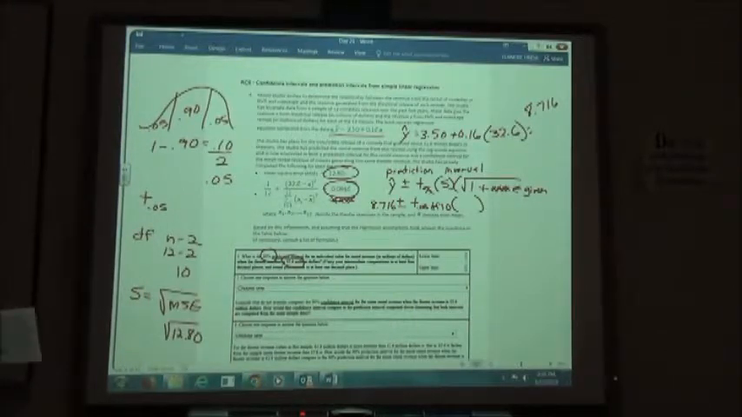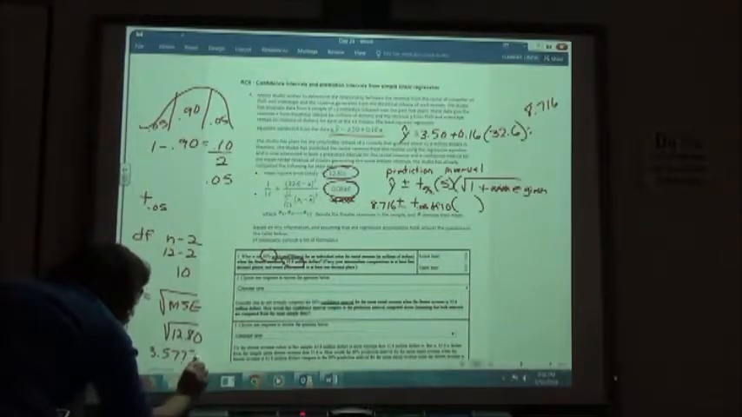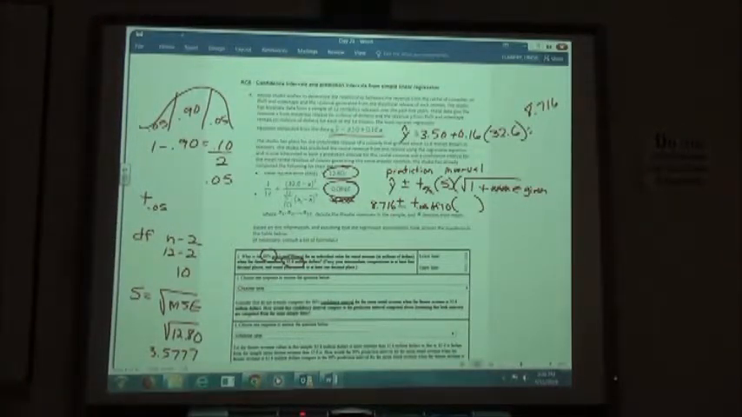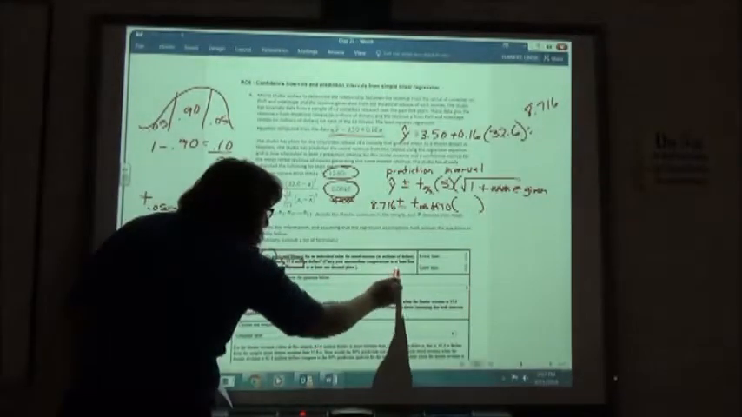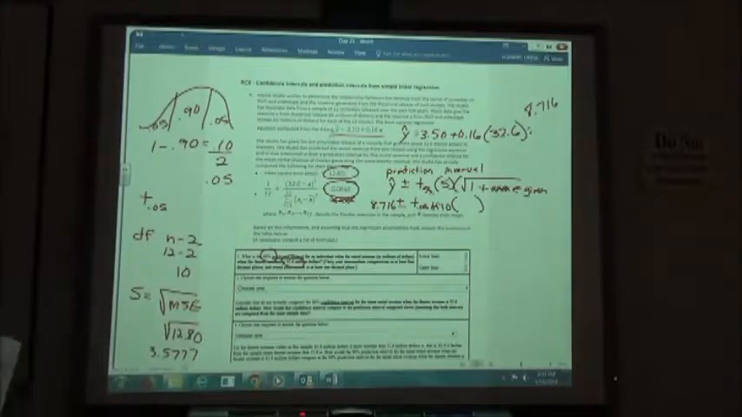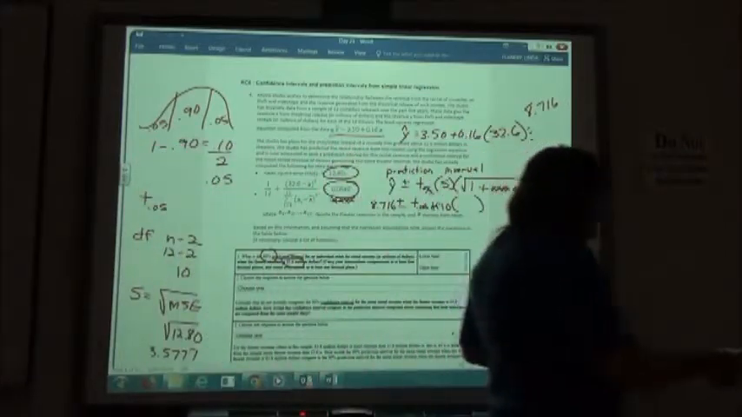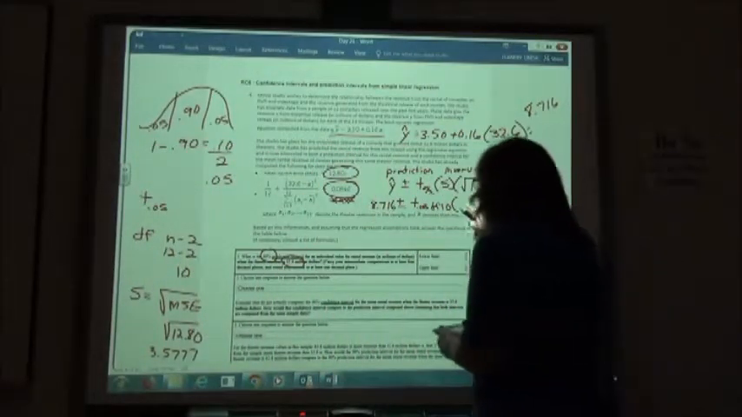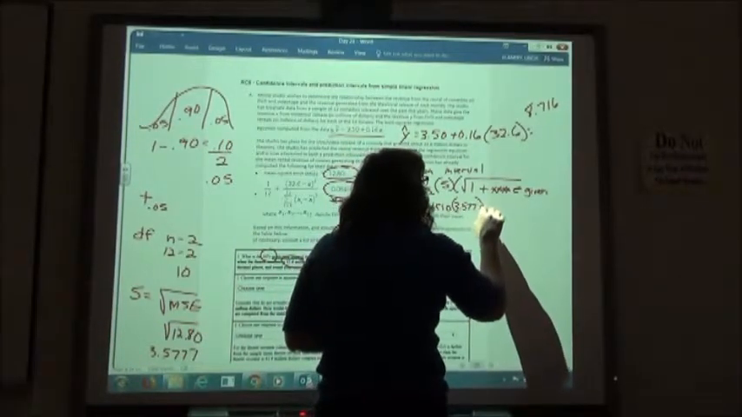We're going to carry our intermediate calculations out to at least 3 or 4 decimal places, so I carried it out to 3.5777. Does it tell me? It does: carry your intermediate computations to 4 decimal places. So we want to go at least that far. This number then is going to go in for my S number, 3.5777.